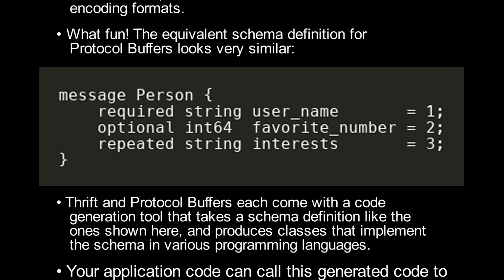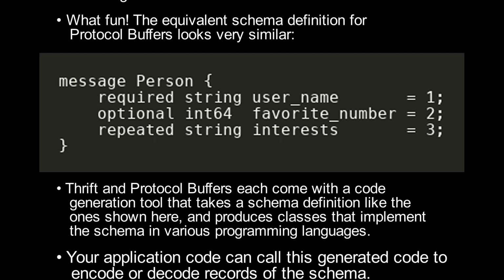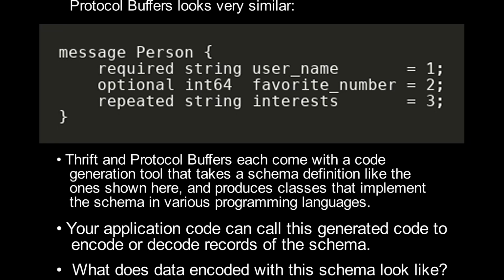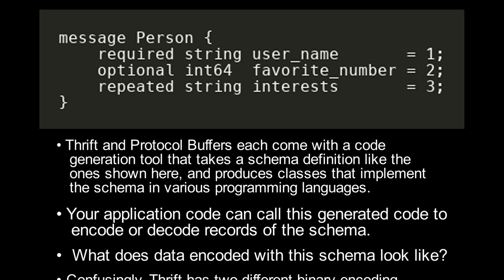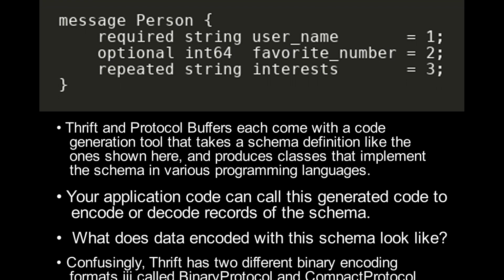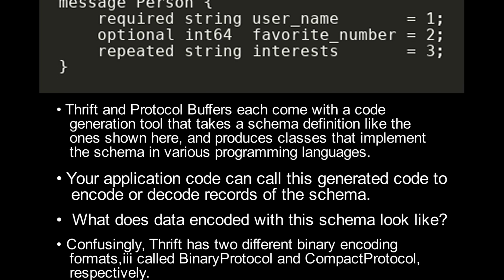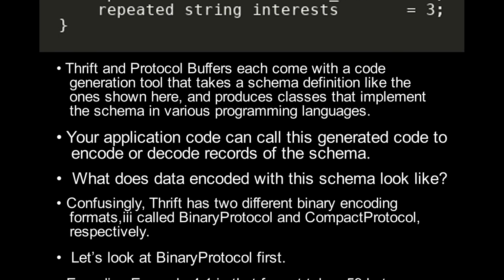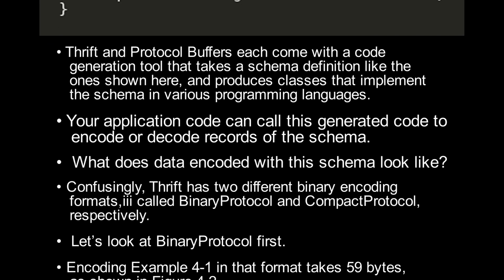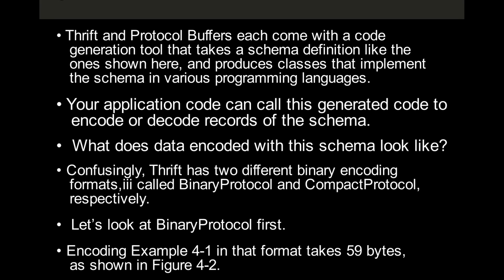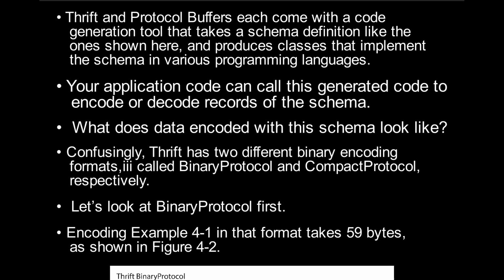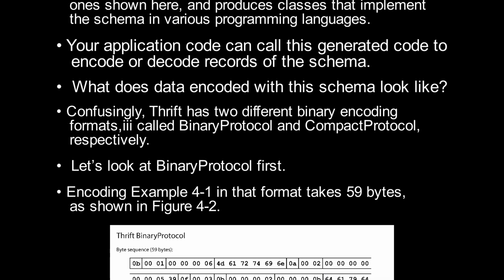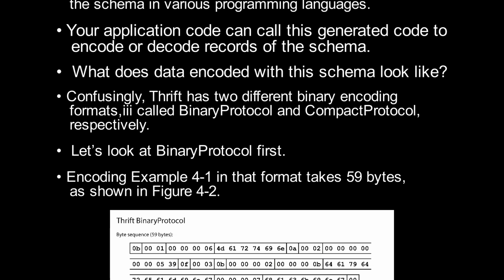Thrift and Protocol Buffers each come with a code generation tool that takes a schema definition like the ones shown here and produces classes that implement the schema in various programming languages. Your application code can call this generated code to encode or decode records of the schema. What does data encoded with this schema look like? Confusingly, Thrift has two different binary encoding formats, called BinaryProtocol and CompactProtocol, respectively. Let's look at BinaryProtocol first. Encoding Example 4-1 in that format takes 59 bytes, as shown in Figure 4-2.